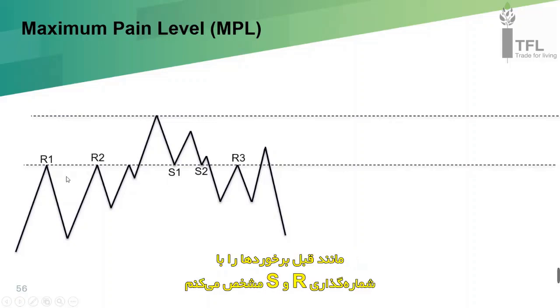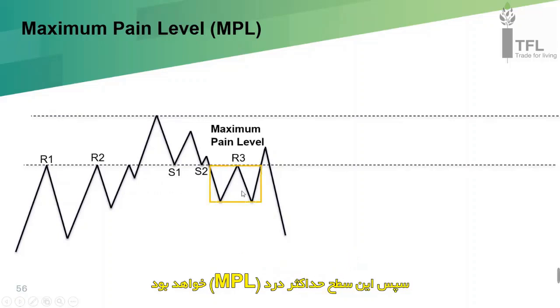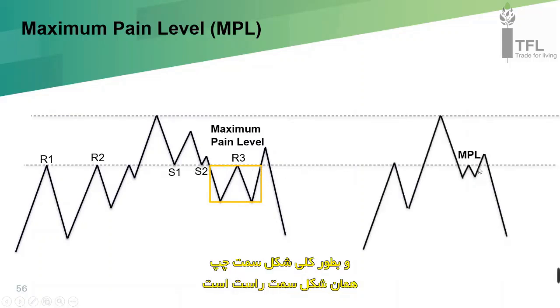I'm going to label it as usual, R1, R2, S1, S2, and R whatever it is. Then this is our maximum pain level line. All right, we have a maximum pain level line, and this is what it looks like in a simple form.